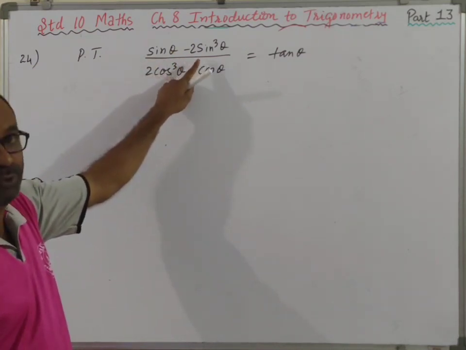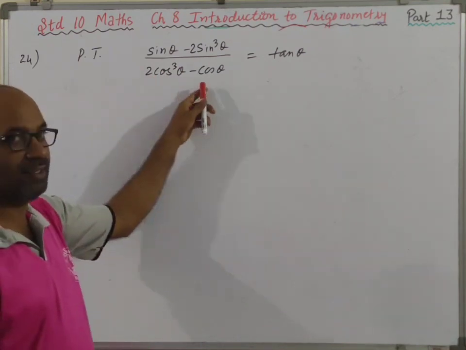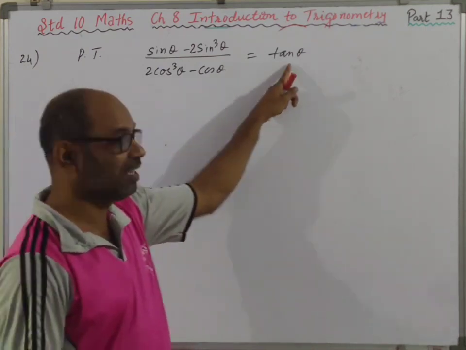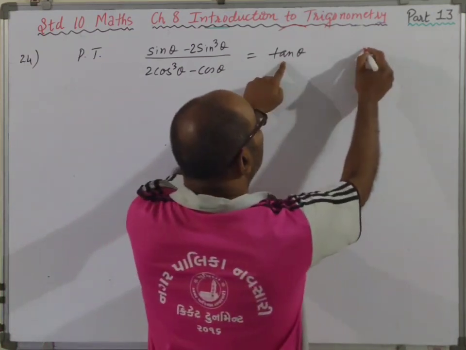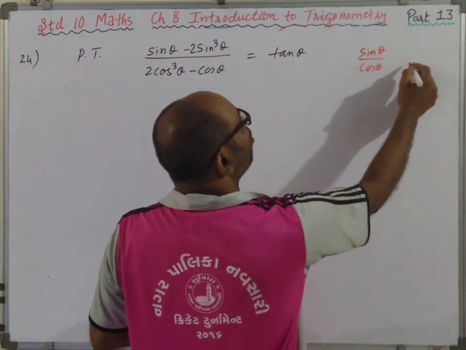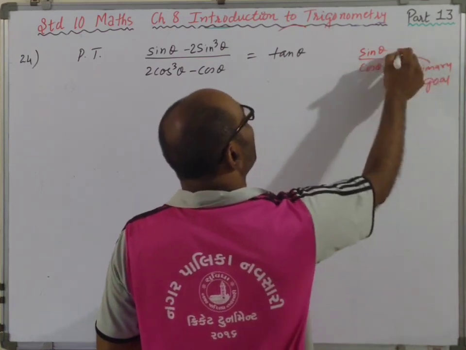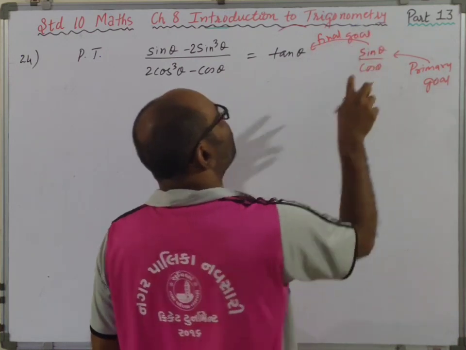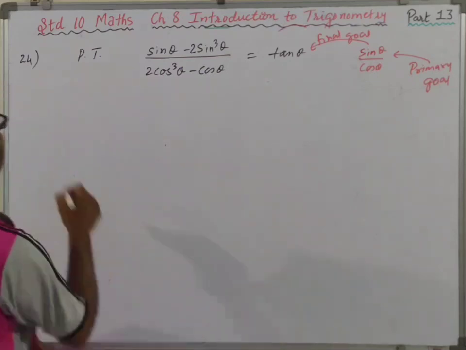sin theta minus 2 sin cube theta whole upon 2 cos cube theta minus cos theta. Children, observe, everything is in terms of sin and cos only. That is equal to tan theta, which is very simple. If you think like chess, that will be sin theta upon cos theta. This will be our primary goal, and from there this will be our final goal. Only one step from primary goal to final goal, right? So it's easy. So I will pick up the left hand side.